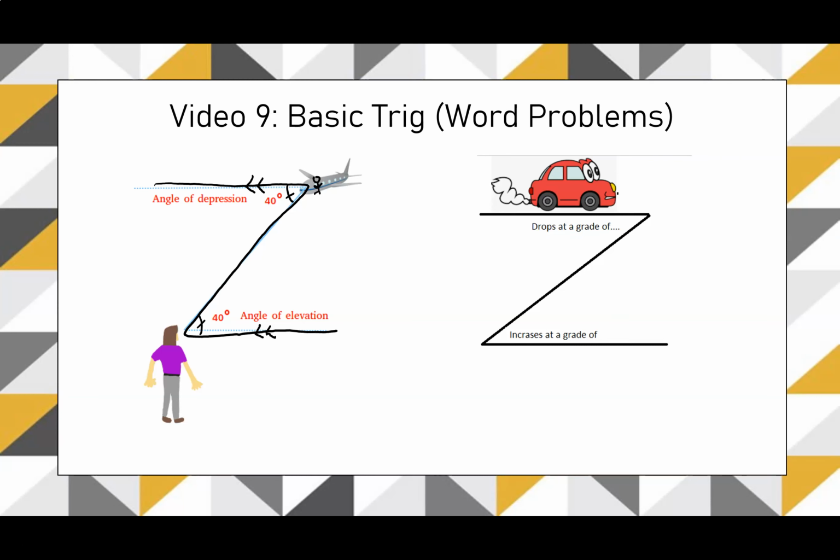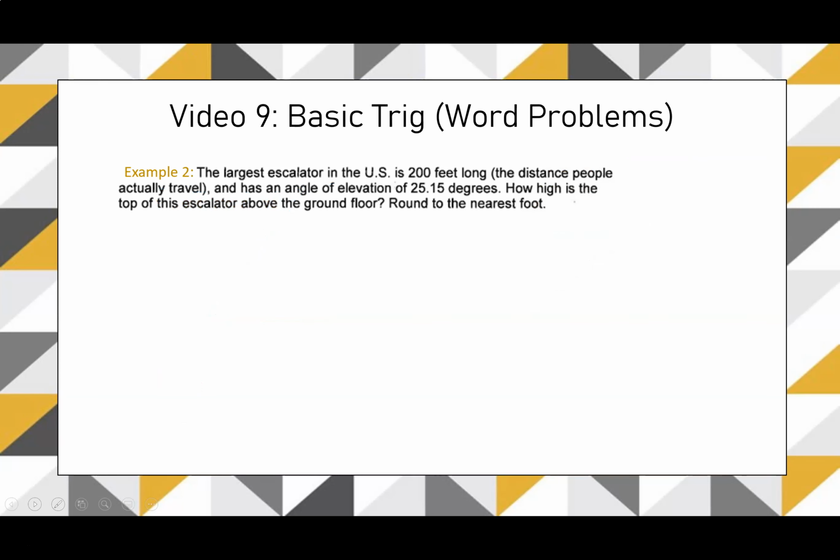All right, the other situation that we might have is this one right here. We might be talking about a car driving on a road, and the road drops at a grade of, and that angle would go right here. It's kind of like the angle of depression. And then it makes more sense, I think, to say that it increases at a grade of here. But just remember, those two things are the same. Of course, if the road drops at 5 degrees, it's going to also increase at a grade of 5 degrees as well. Okay? All right, let's go ahead and get started on these problems.